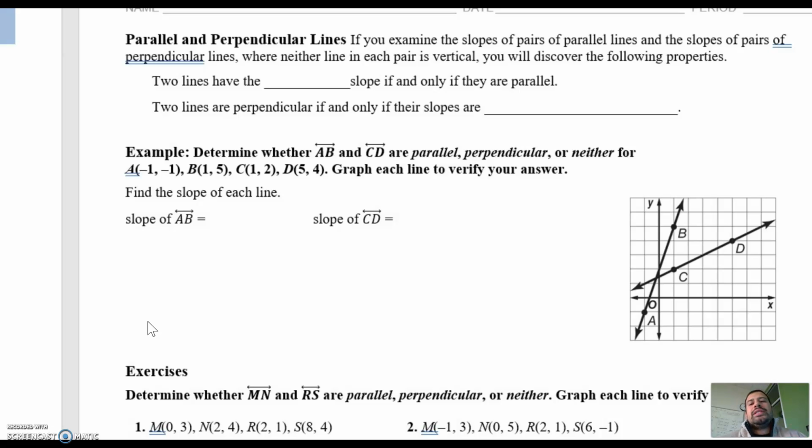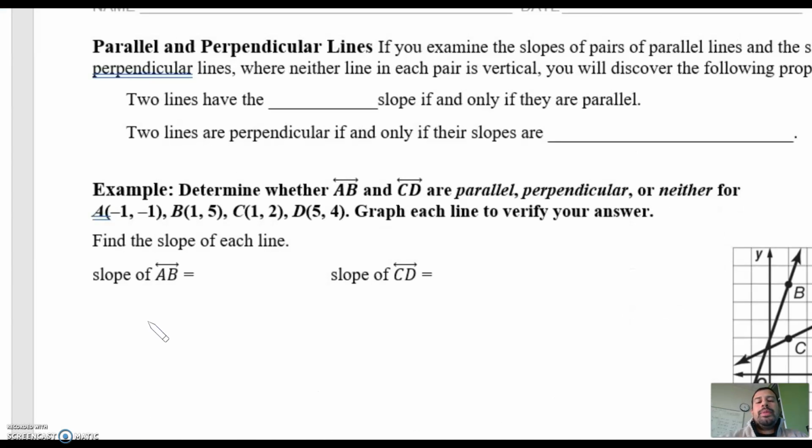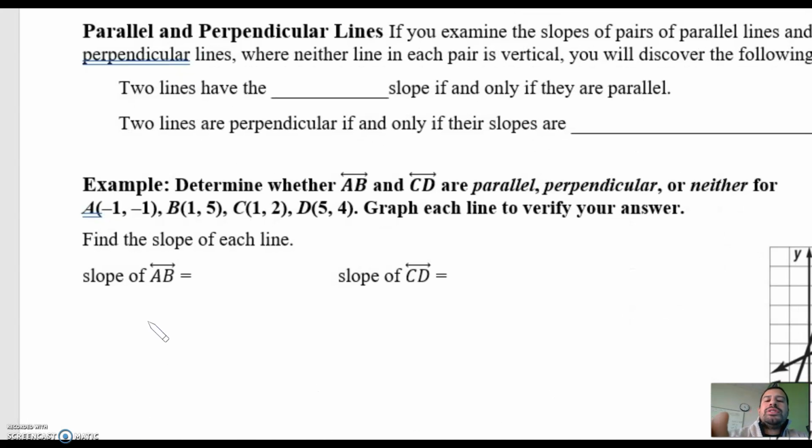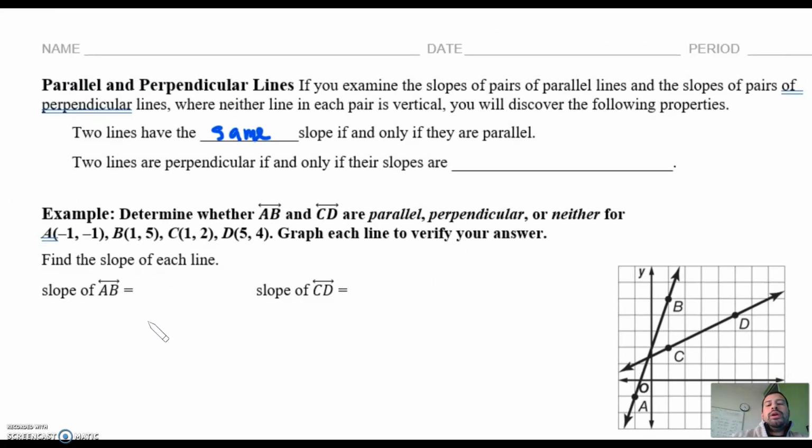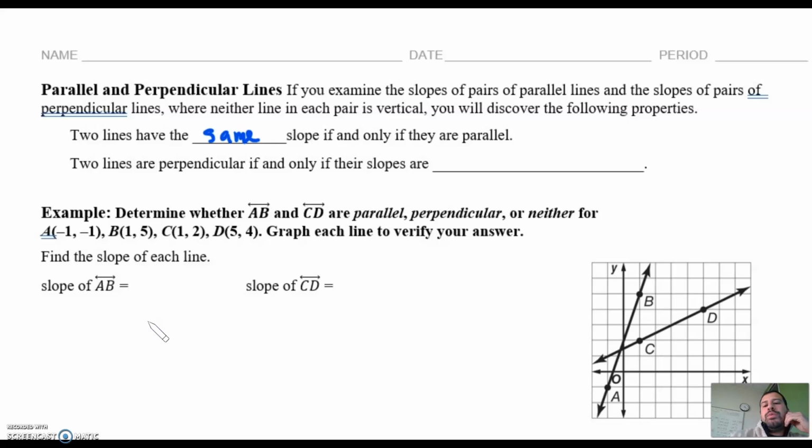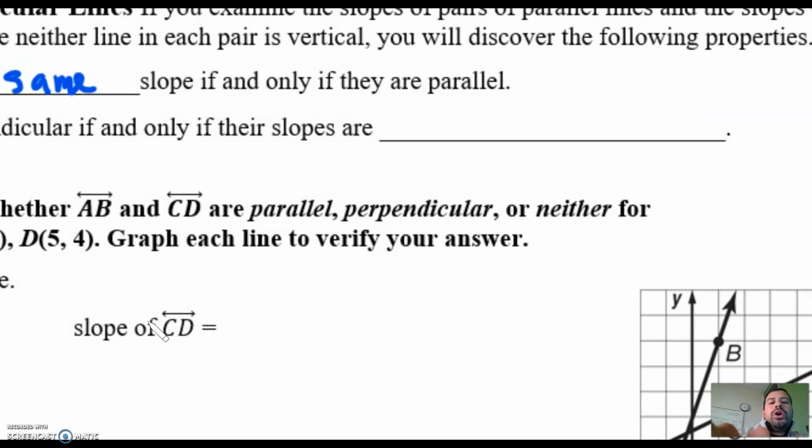So in the Desmos activity, we found out that if lines are parallel, their slopes are the same. Okay, so 2 lines have the same slope if and only if they're parallel. And 2 lines are perpendicular if and only if their slopes are opposite.